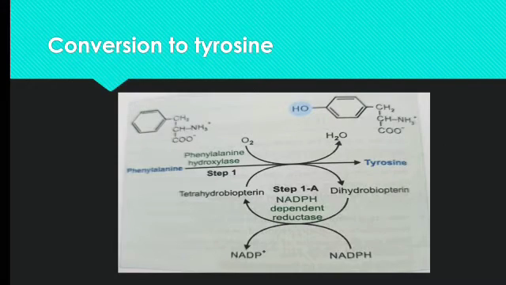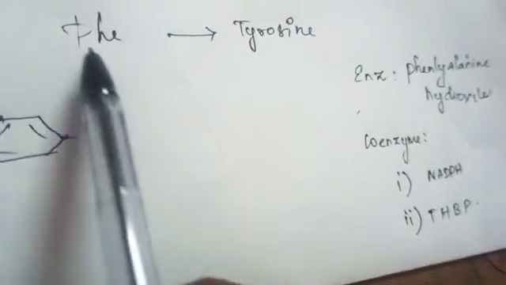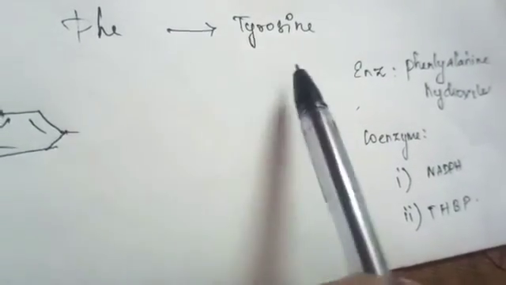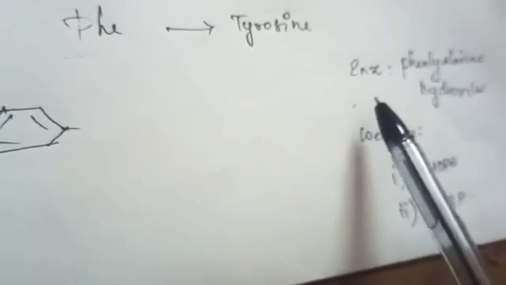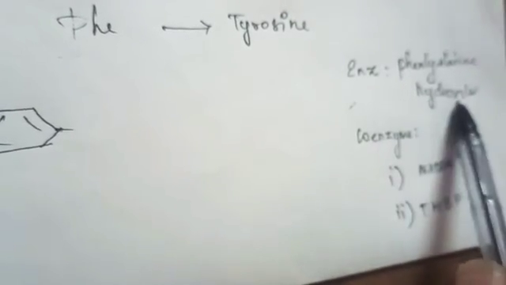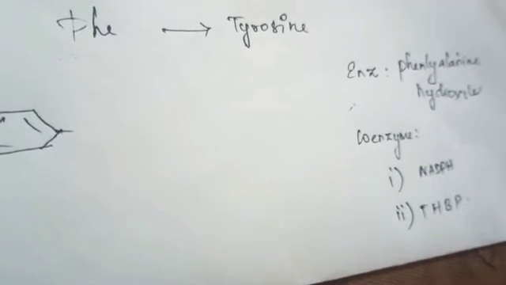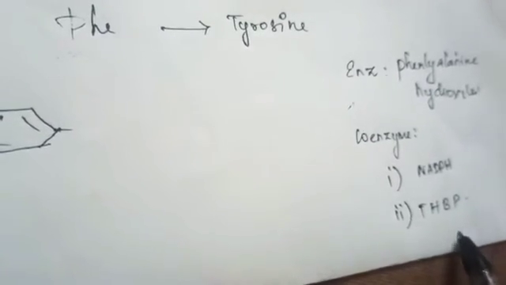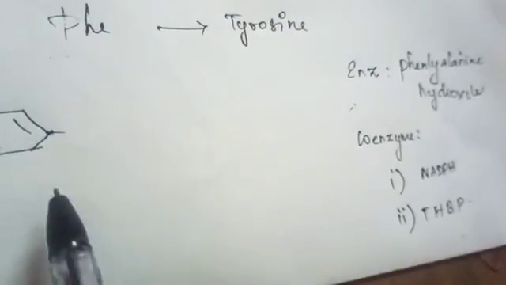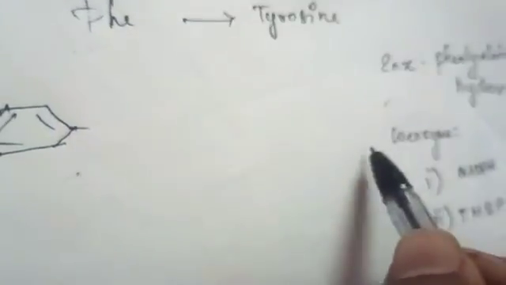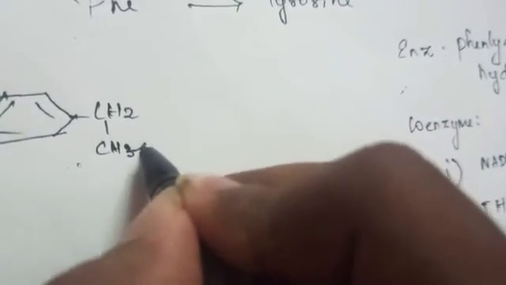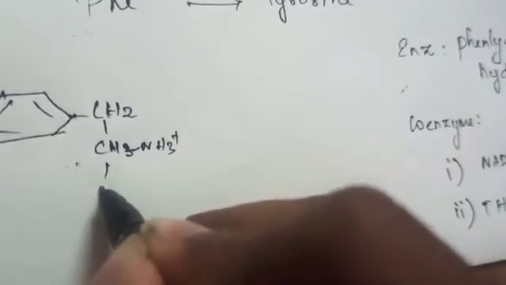Okay, conversion. This is a structural form of conversion. Yes, now we are going to see the phenylalanine conversion to tyrosine. Here the enzyme involved is phenylalanine hydroxylase and the coenzymes are NADPH and tetrahydrobiopterin. Okay, now we are going to see the conversion of phenylalanine to tyrosine. Phenylalanine's structure is CH3, CHNH3+, COO-.